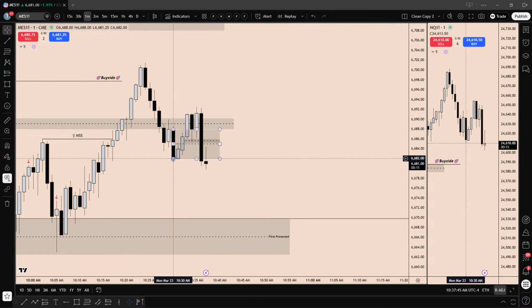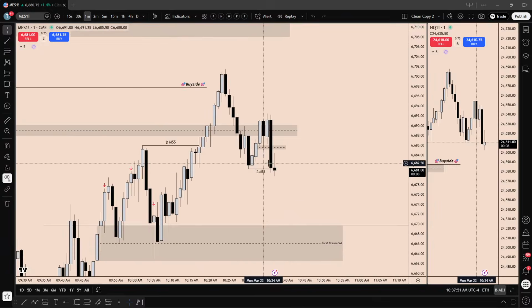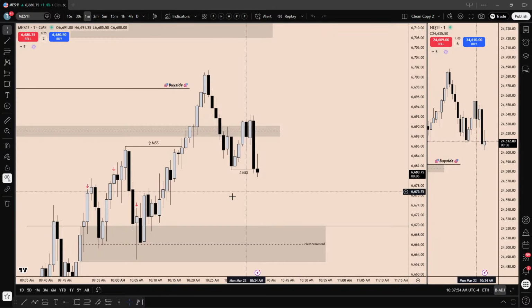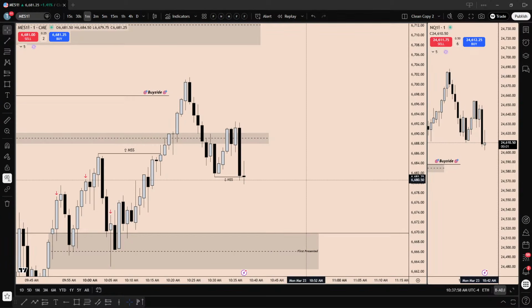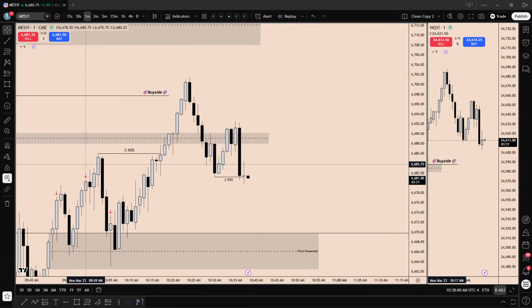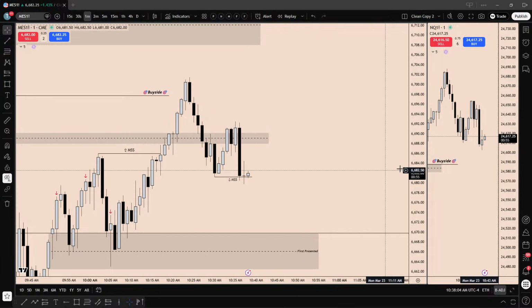We did close below the order block's body, but we're looking for a true break in structure lower, which means this has to get closed below. So we'll watch that. Let's see. We close below that. Good chance we want to run for some lows here. Stay heavy. Oh, nope. Don't want to. Look at that. So just holding still.